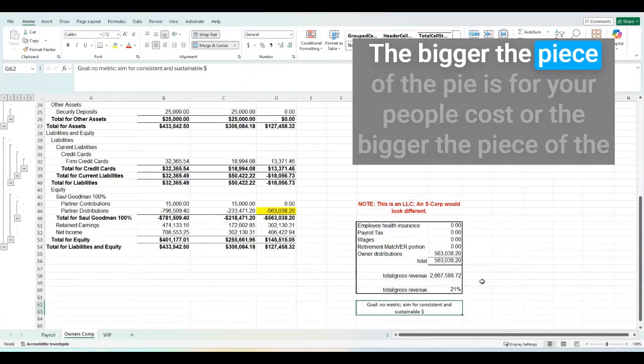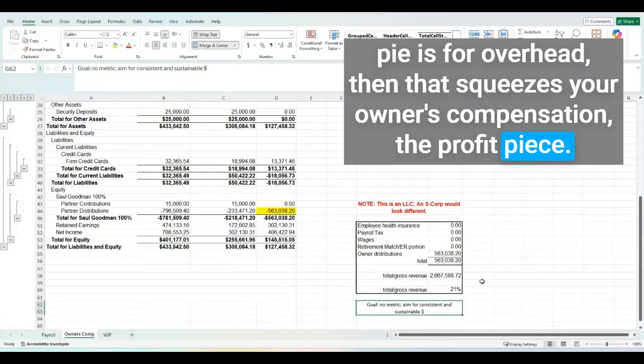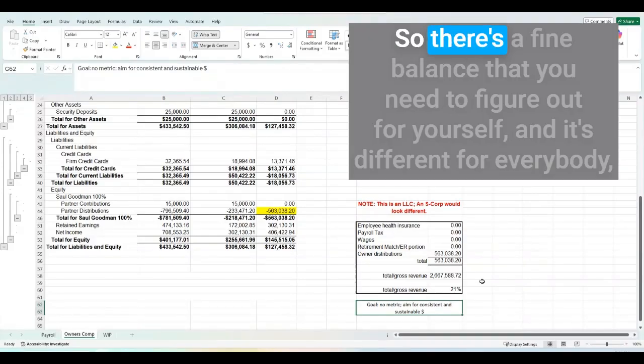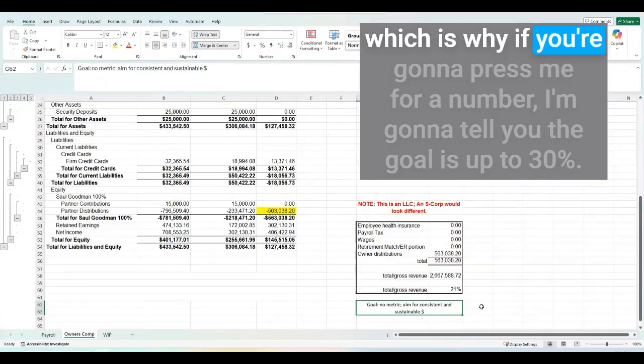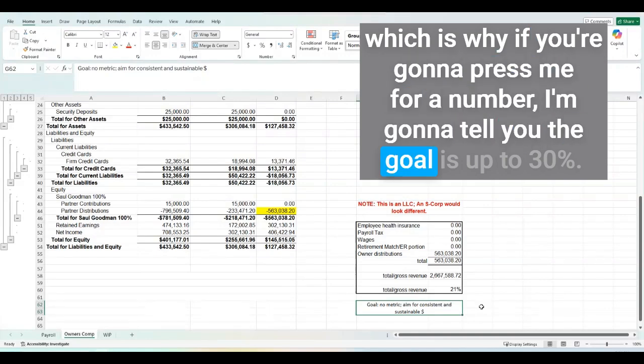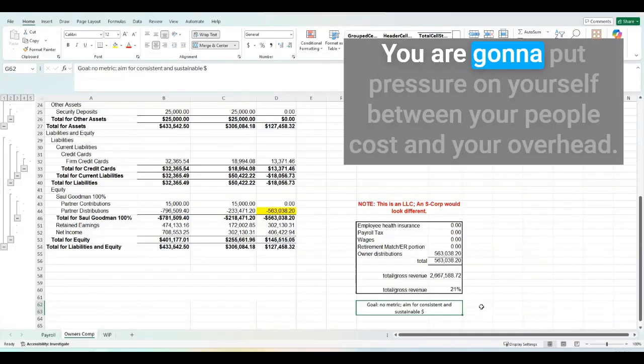The bigger the piece of the pie is for your people cost, or the bigger the piece of the pie is for overhead, then that squeezes your owner's compensation, the profit piece. So there's a fine balance that you need to figure out for yourself. And it's different for everybody, which is why if you're going to press me for a number, I'm going to tell you the goal is up to 30%. Don't go higher than that, because you're going to start squeezing. You're going to put pressure on yourself between your people costs and your overhead.